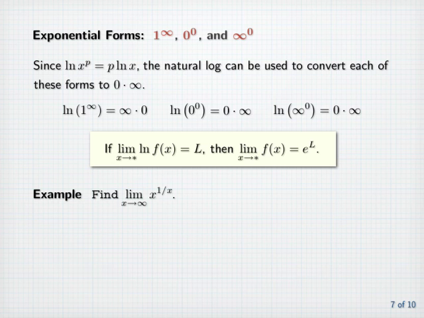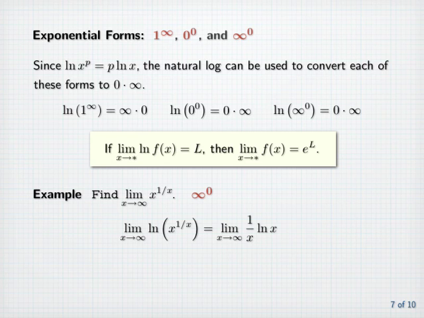Let's find the limit as x goes to infinity of x to the 1 over x power. Now notice that the base x approaches infinity while the exponent approaches 0. So this is an infinity to the 0 power form. So let's first look instead at the natural log of x to the 1 over x power. The limit as x goes to infinity of the natural log of x to the 1 over x will be equal to the limit as x goes to infinity of 1 over x times natural log of x, which has the form of 0 times infinity.